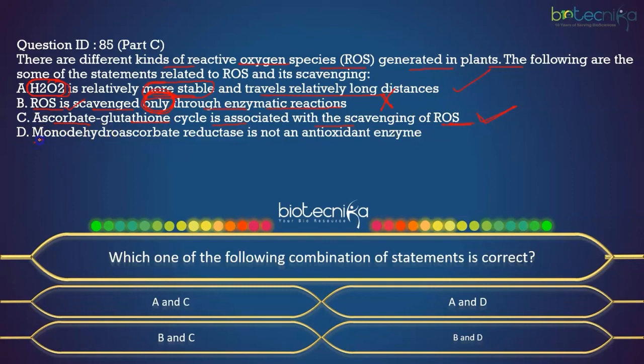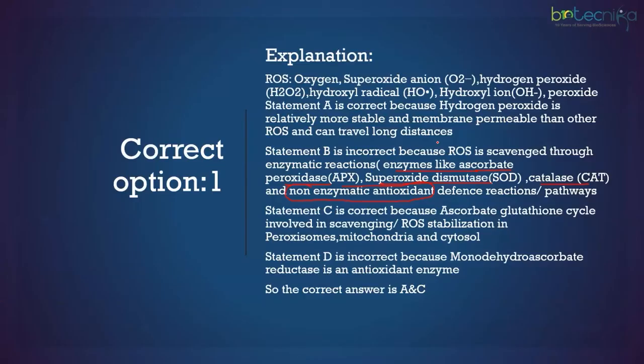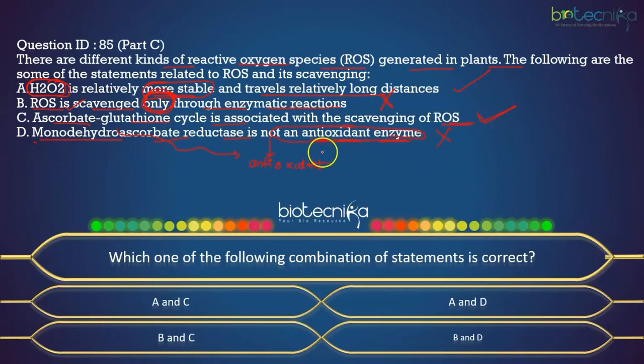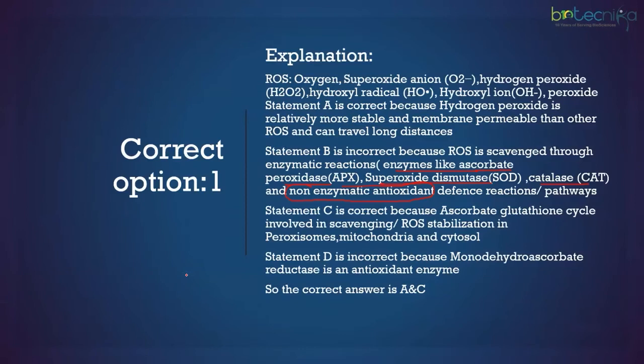Next option is monodehydroascorbate reductase is not an antioxidant enzyme. They are telling no, it's not an antioxidant. No, it is actually an antioxidant enzyme. So this statement is also wrong. So we can say the correct option is one, which is A and C. The second and the fourth are the wrong ones. So the first option is correct.